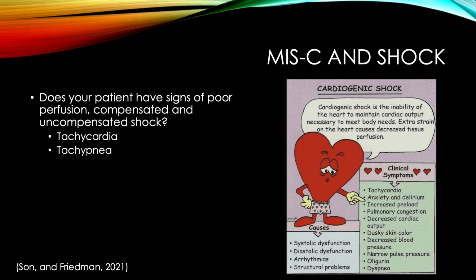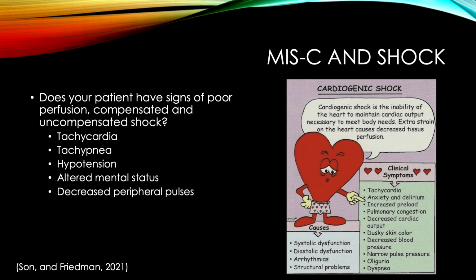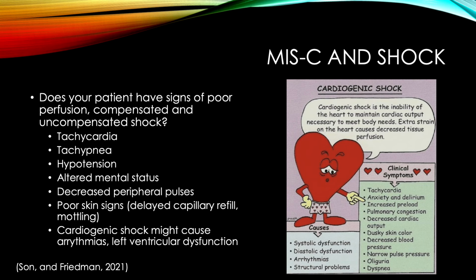Are they tachycardic, tachypneic, hypotensive, with altered mentation, lethargic, decreased peripheral pulses compared to their central pulses, poor skin signs with delayed cap refill or mottling? Cardiogenic shock can cause arrhythmias, and it can cause left ventricular dysfunction. So these are very important things that you need to be aware of when you're looking at your patient.